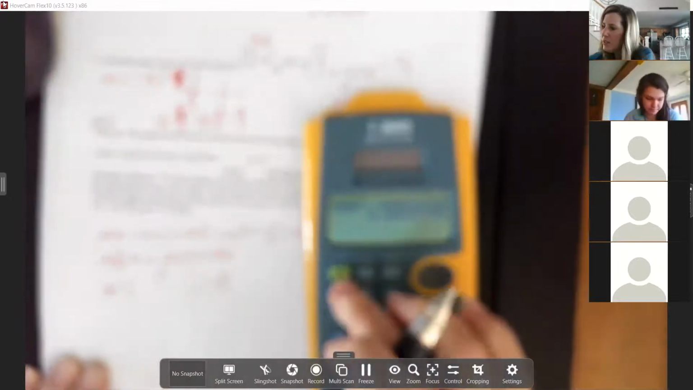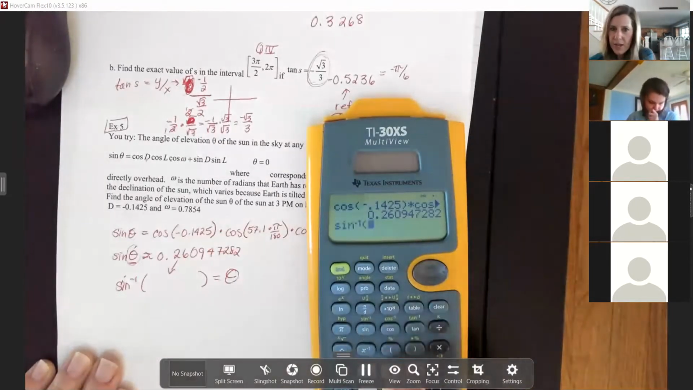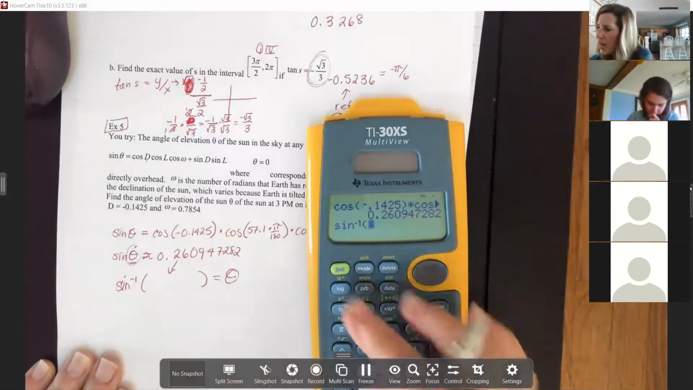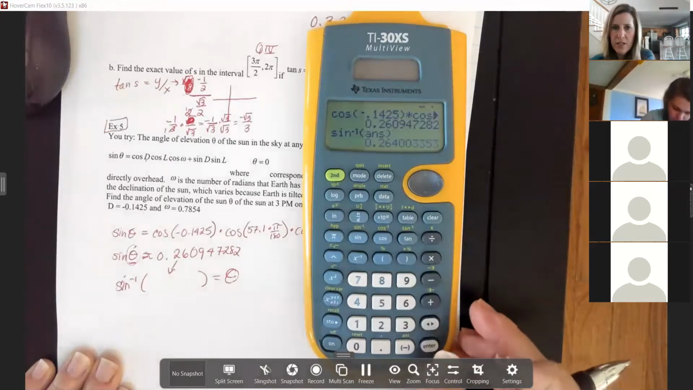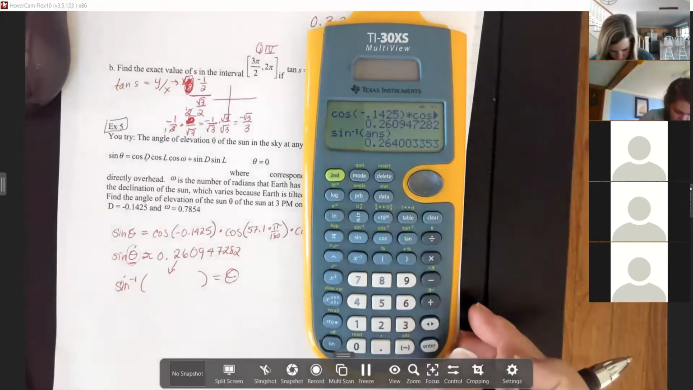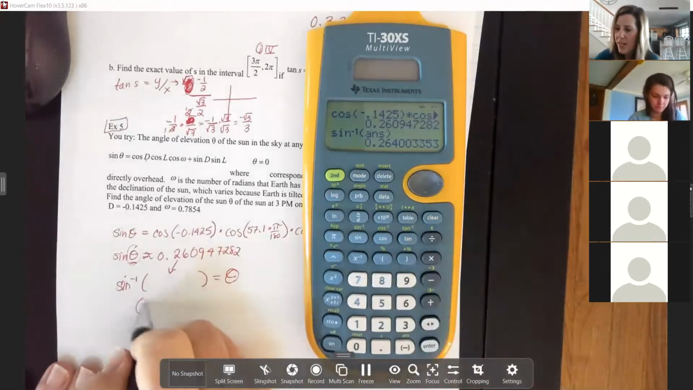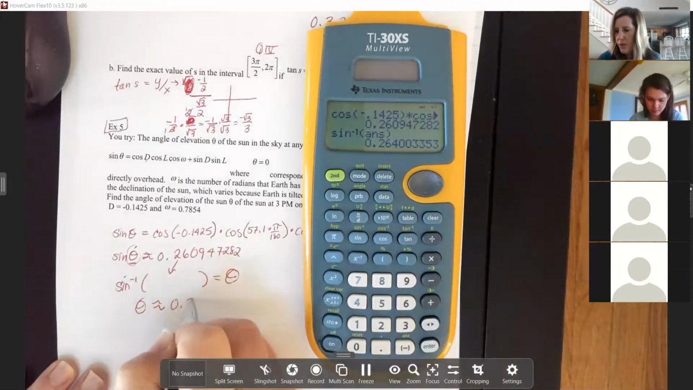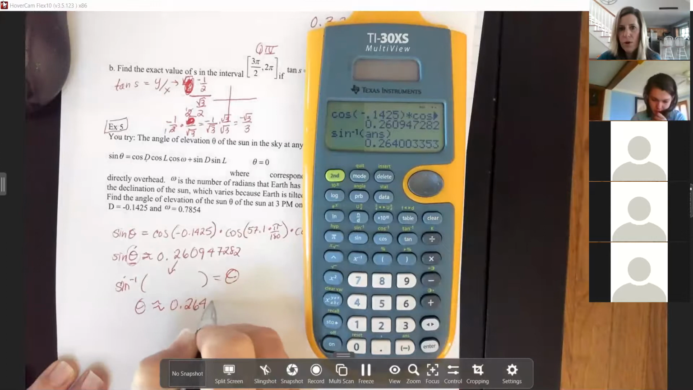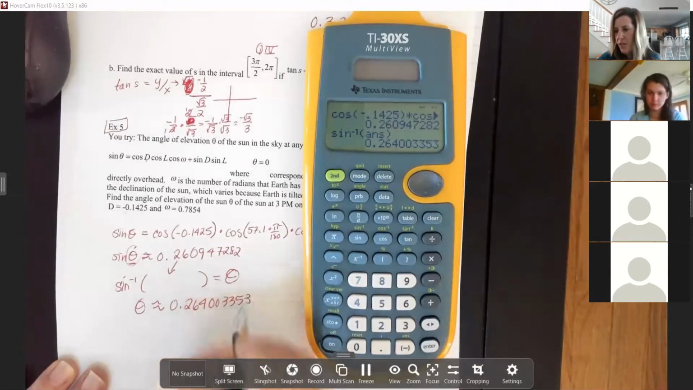Okay. So inverse sine. And then in order to get that answer put in, see how it says ANS above the negative key? So I hit second answer. All right, and that actually almost looks like the same number, but it's not, right? So theta in radians is about 0.264003353.